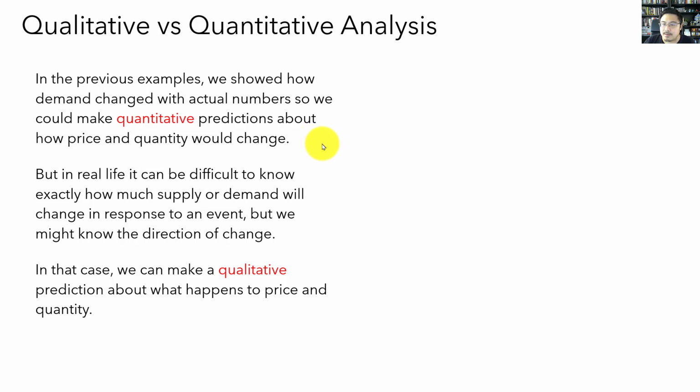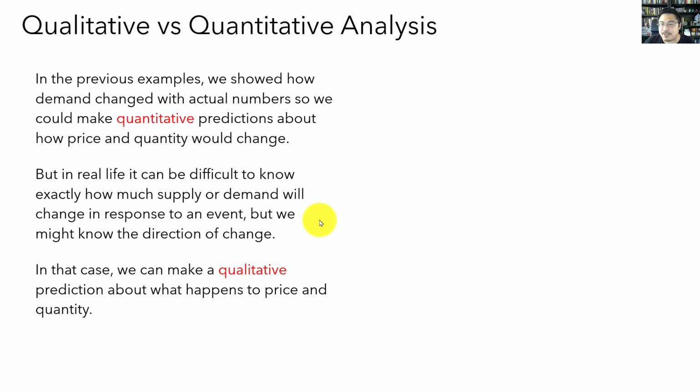And quantitative prediction is just a fancy way of saying a prediction about the actual numbers for price and quantity. But there's an issue here, which is that in real life, it can actually be really difficult to know exactly how much supply or demand will change in response to an event. Not to mention, it's pretty hard to even know what the supply and the demand curve are. And we might talk a little bit about how people try to do that later on in the course.